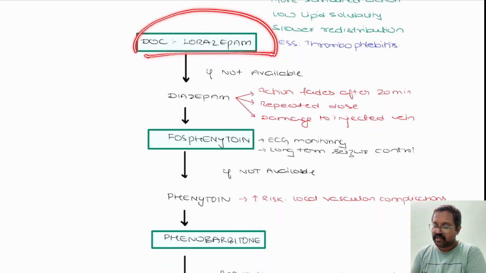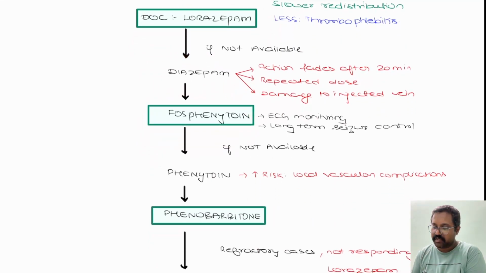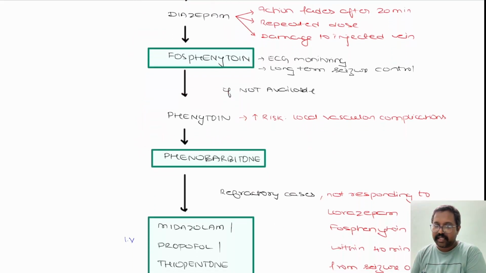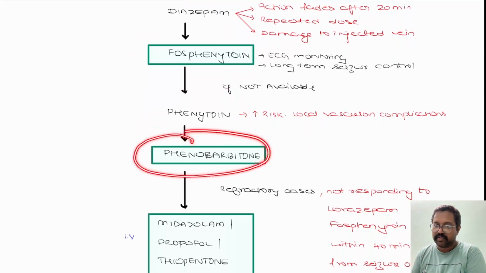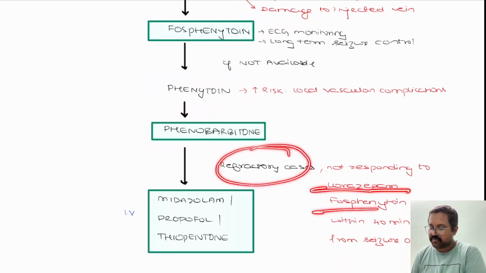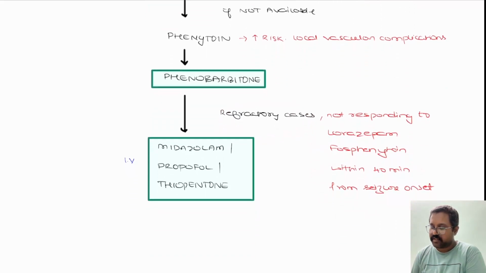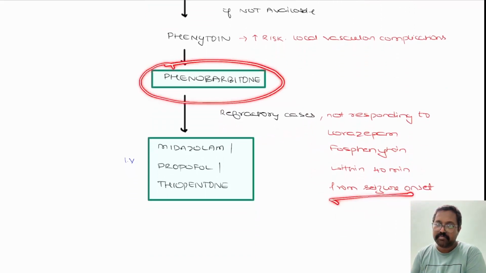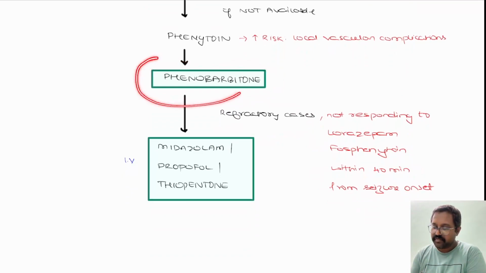lorazepam. If it is not controlled, you go with diazepam. And next go with fosphenytoin. If not available, go to phenytoin. And if not responding, you go for phenobarbital, that is barbiturates. So all the refractory cases which are not responding to lorazepam and fosphenytoin within the onset of seizure, you will need to shift to phenobarbital. So if it is not working out, you can give IV midazolam, propofol, and thiopental.